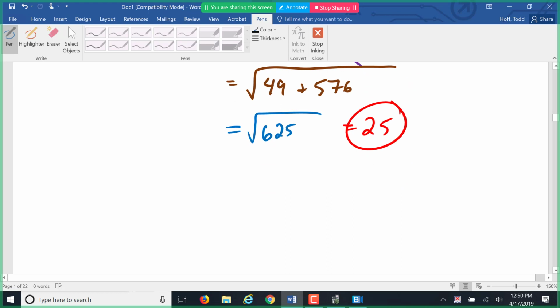I'm going to have you guys do a quick example. So find the distance between these two points.